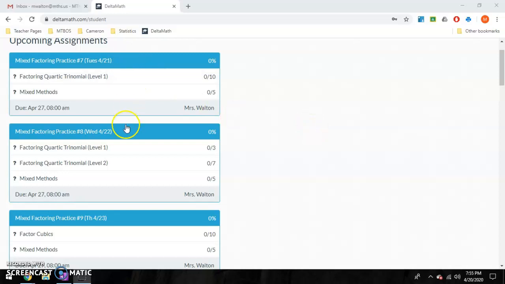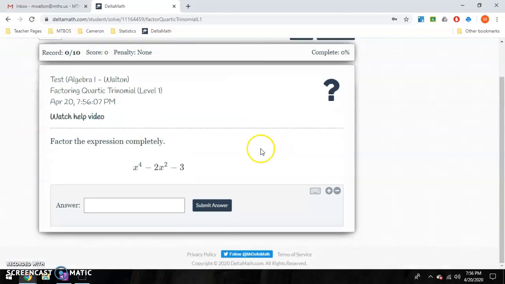So here are the assignments for this week. Let's go ahead and start with Tuesday assignment. We have factoring quartic trinomials. All right, and here is what we are looking at.